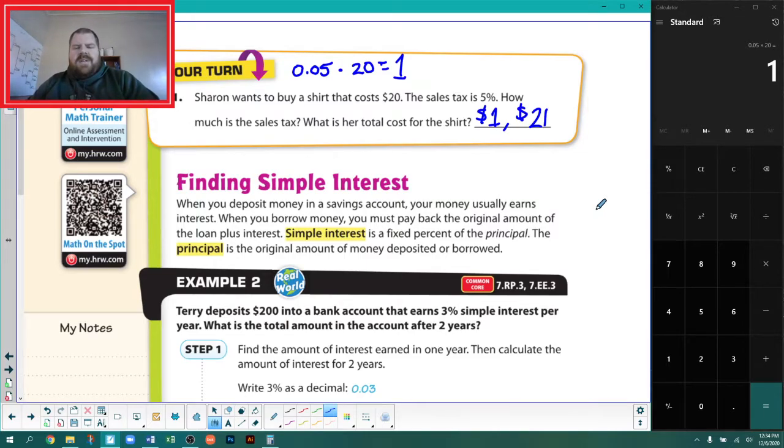Finding simple interest. This is another occasion where we use percentages. When you deposit money into a savings account, your money usually earns interest. The long and short of this idea is that you're giving your bank that money to use elsewhere.